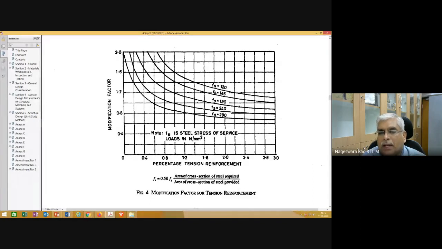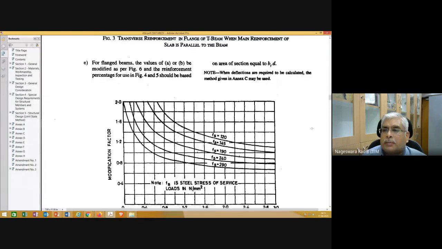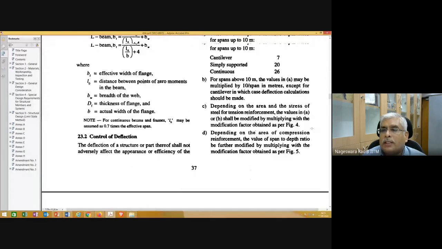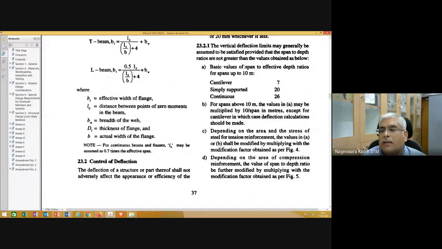Okay, so that is the modification factor. What is the L by D, the span to effective depth ratio here? The span to effective depth ratio for a simply supported beam is 20, and for span greater than 12 meters it is 10 divided by 12, and that we need to again multiply with the modification factor that we just found from figure 4.